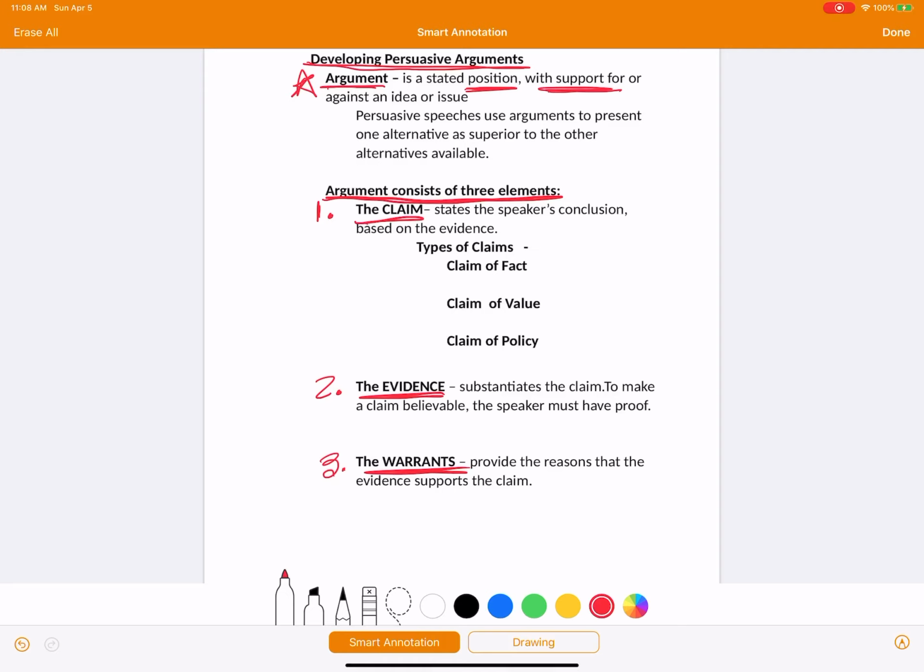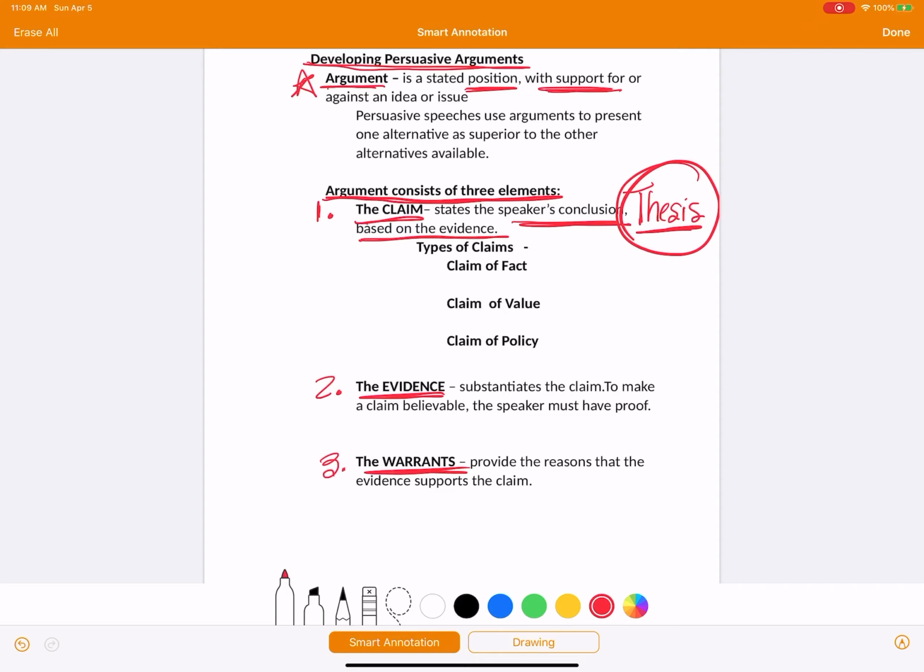All right. So a claim is the speaker's conclusion based upon the evidence. You may not be familiar with the word claim as it relates to speaking or persuasive arguments, but another name for a claim could be a thesis. So we're all familiar with the thesis. Throughout this whole entire semester, you've been making a claim this whole time, actually developing a thesis for each of your speeches.